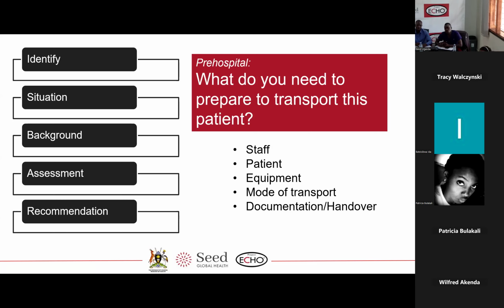We are going to need to document, so we will need to obtain history using the SAMPLE. Then to help us hand over, we shall need a handover tool. The most familiar in the EMS setting is the ISBAR, which is identify your patient, the situation where the patient is, and apparently the background that led to the situation, your findings and assessment, and the recommendation. And I would like to walk us through these things that I have spoken.